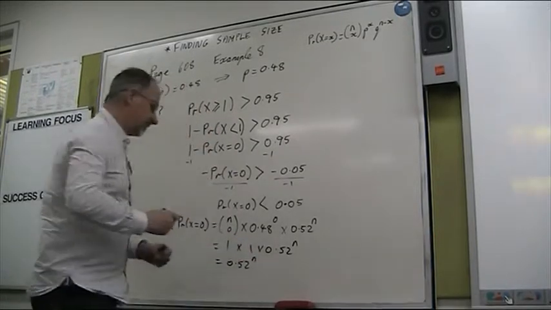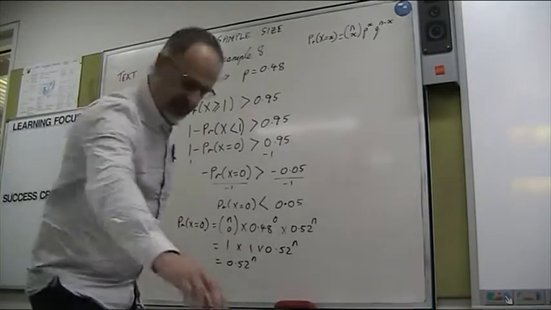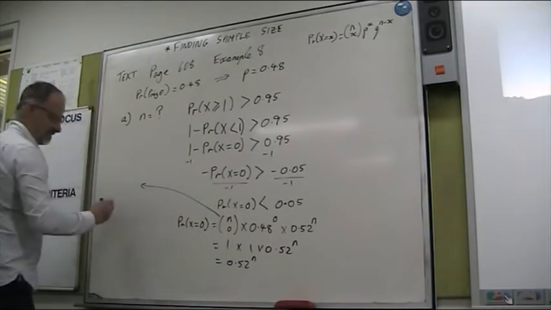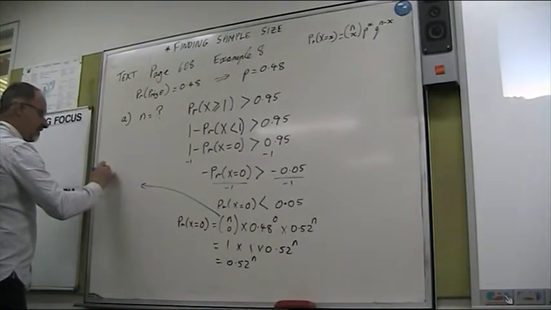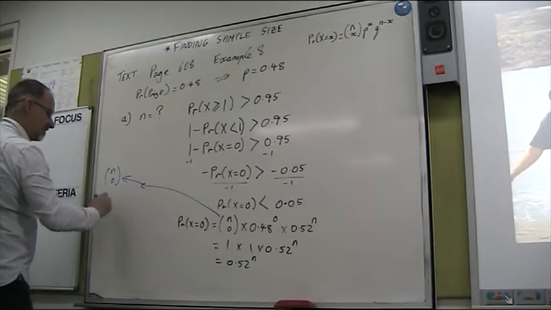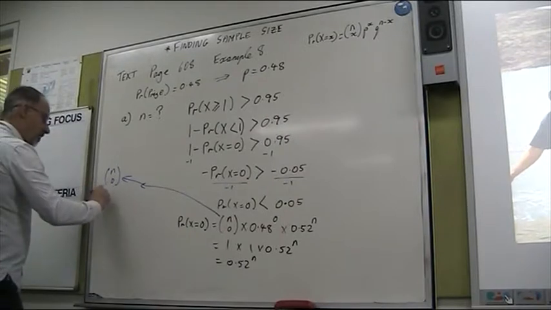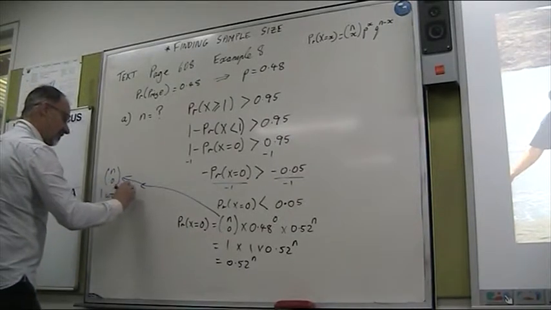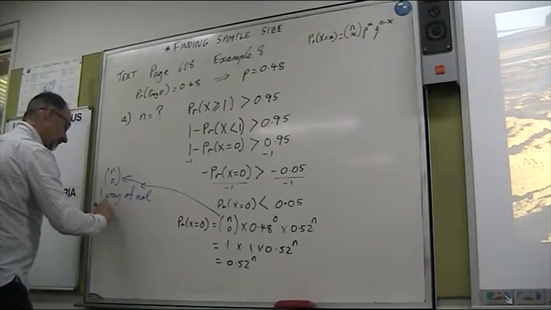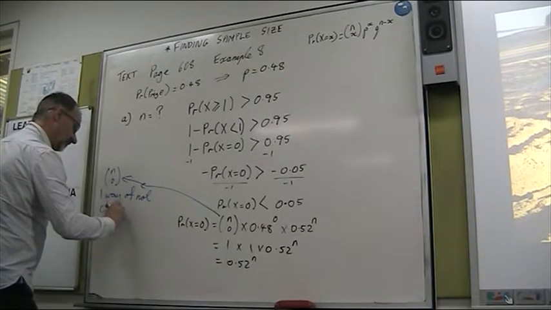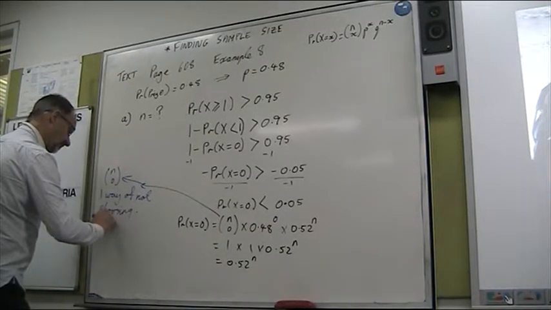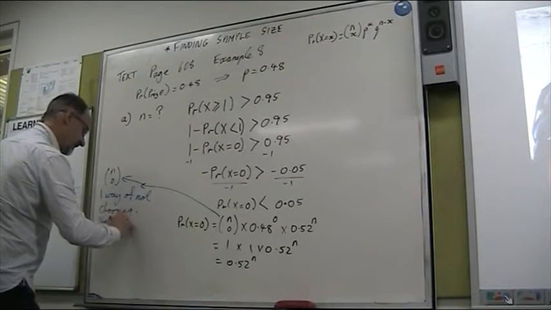Right, so it's 0.52 to the n. Let's write from here, we'll write a note. So n above 0, there's one way of not choosing. That is, don't select anything.